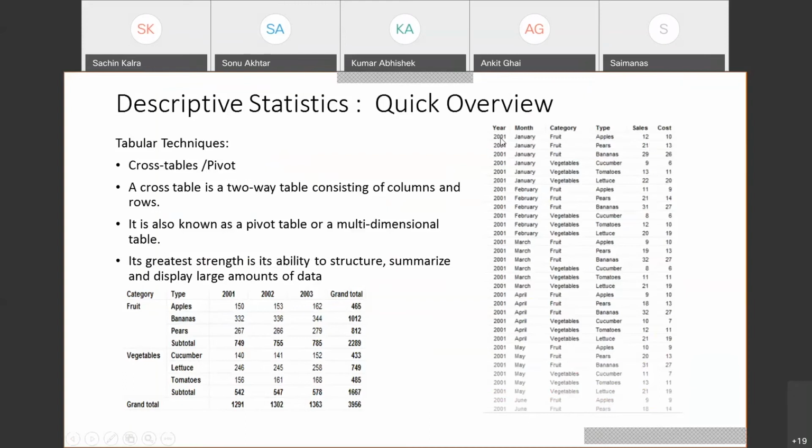So a cross table is a two-way table consisting of columns and rows. So we have some columns, we have some rows. In columns, we will have some categories, and in rows we'll have the recorded summarized observation. It's a multi-dimensional table. Its greatest strength is the ability to structure, summarize, and display. So what it has done is it has structured the types of fruit with respect to category and summarized it according to the year and displaying it. So this is the cross table. I know you all must have used it many a times.